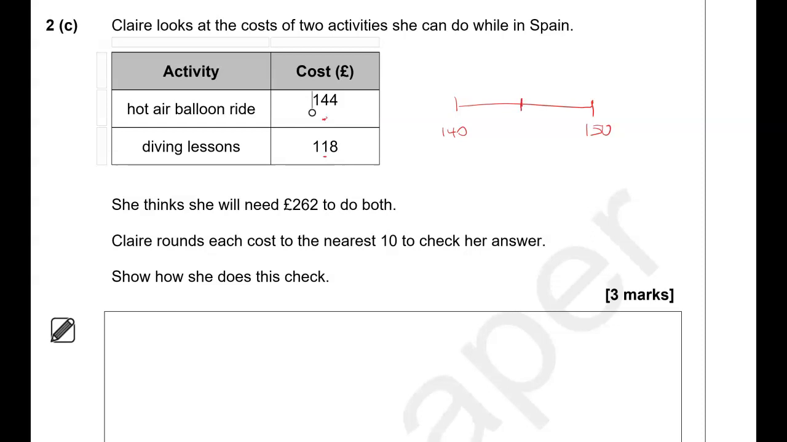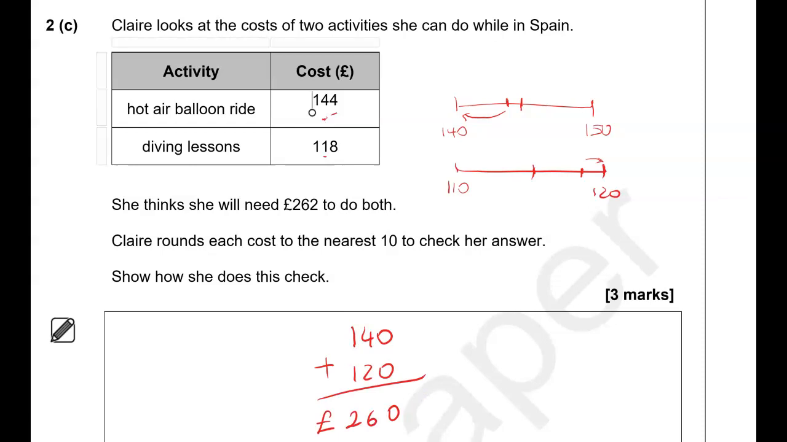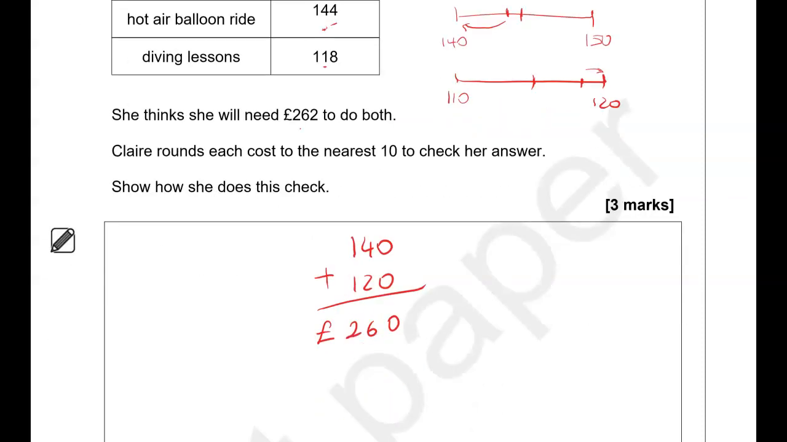Right in the middle will be 145. 144 is perhaps around here, so it's closer to 140. That's why we're going to round it to 140. If this was a 5 and above, we'd round it to 150. Driving lessons, that cost is in between 110 and 120. 118 will be very close to 120, so we're going to round it to 120. Adding these 2 together, we get £260, and that's very close to £262. So we've done it correctly.